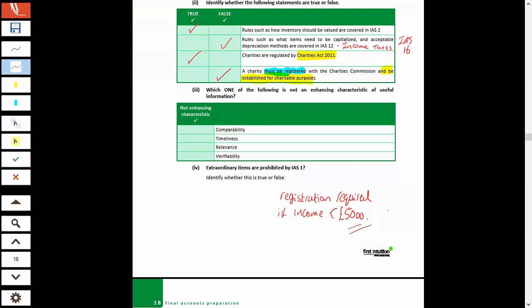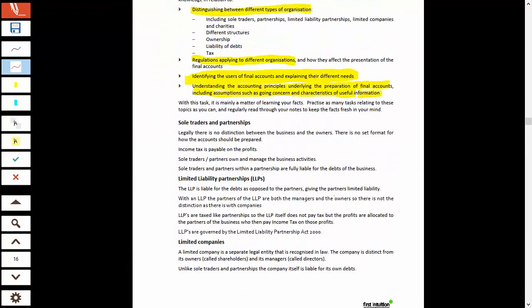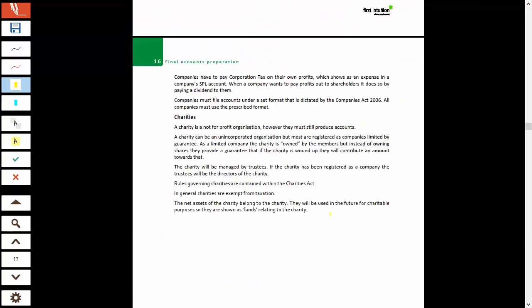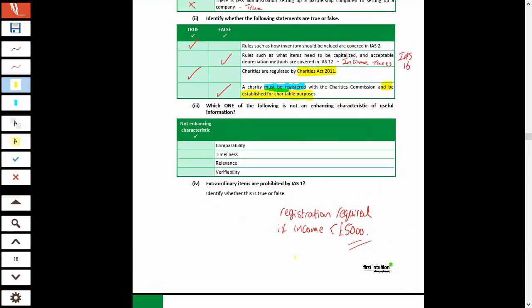Olivia has just asked, how many marks is this task? I believe it is 16, Olivia. Let me just double check. So yeah, total 16 marks. Always safe to double check. Let's scroll back down. Okay, so Natalia's actually got it, which is fantastic.